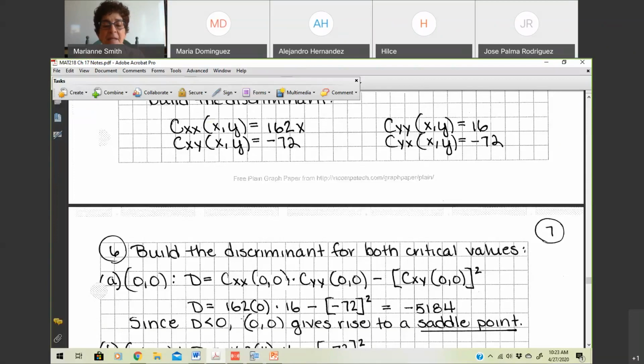That means over the origin on the xy plane, I have a saddle point. So this is a saddle point. It's not a maximum or a minimum. Since I was trying to find a minimum cost, I'm going to ignore this value. It's not a minimum. So everybody understand how D gave me a saddle point?